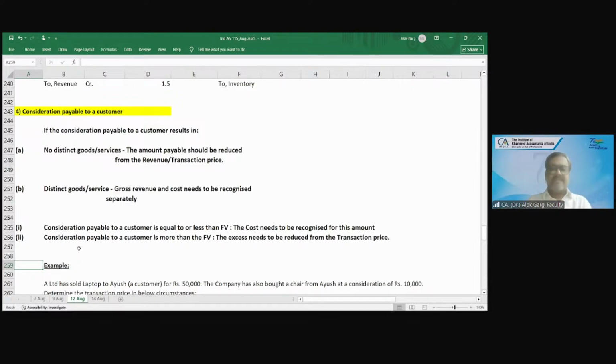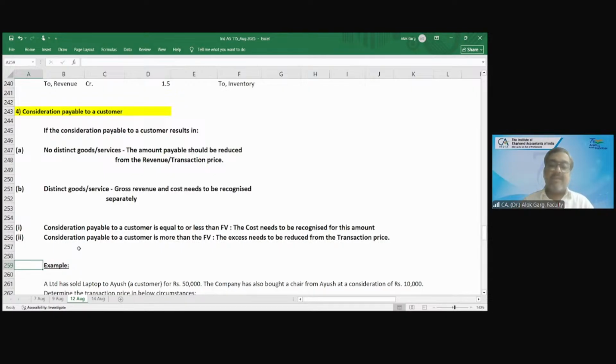So in this case, I will recognize 5,000 rupees as a cost of the asset and I will recognize 10,000 rupees as revenue. Why? Because whatever I'm paying as consideration to Neha, who is my customer, is equal to the fair value of the chair. It is equal to the fair value of the goods received. Second example.